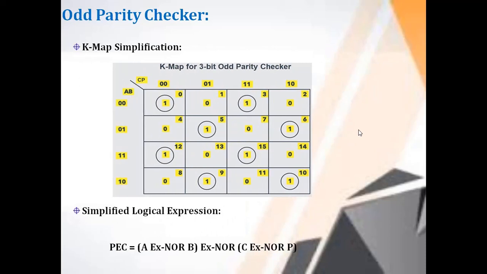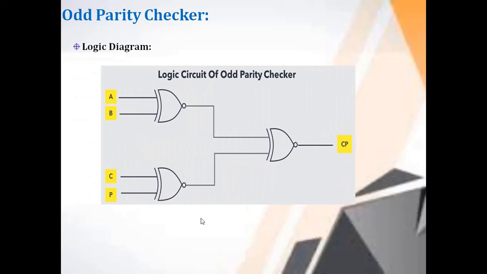So this is the K-map simplification of our truth table, and we also get the simplified logical expression from the K-map simplification. This is the logical expression of PEC. We can generate a logic circuit using XNOR gates. So these are all XNOR gates. This is the logic circuit of the odd parity checker.